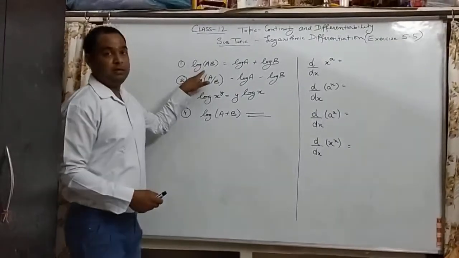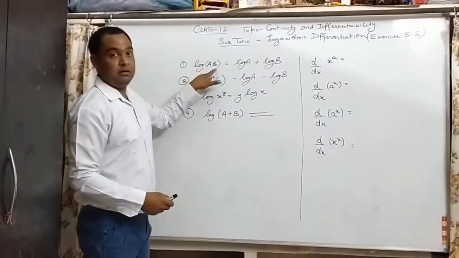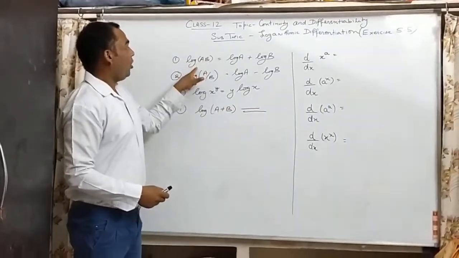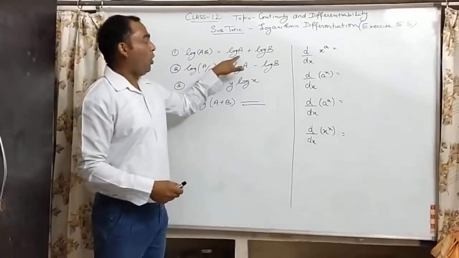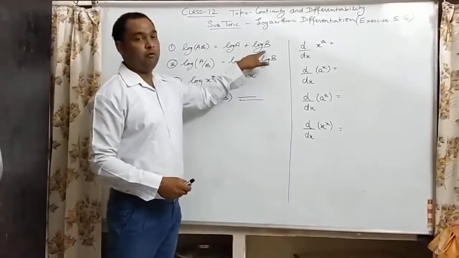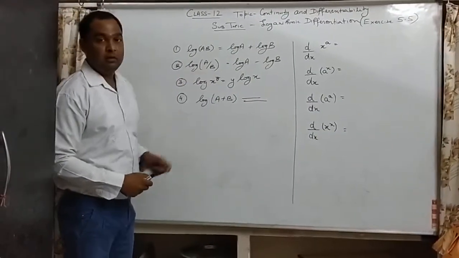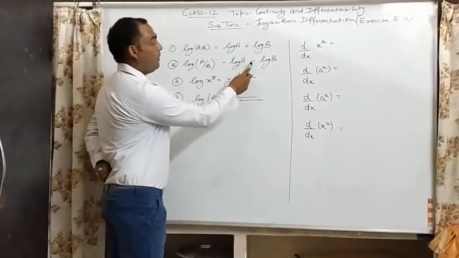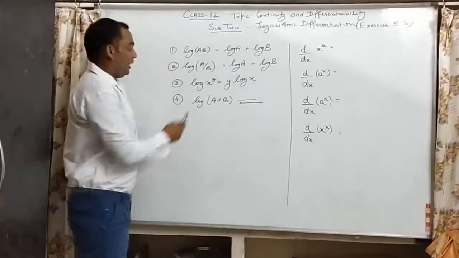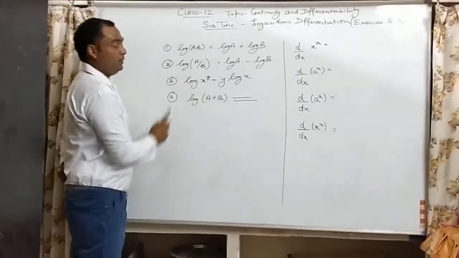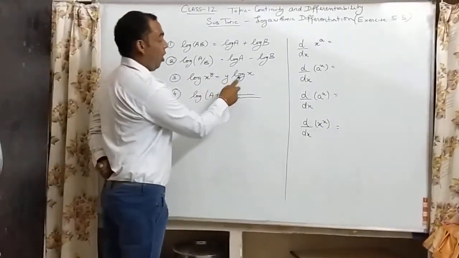First formula, log of A into B is equal to log of A plus log of B. Second formula, log of A upon B is equal to log A minus log B. Third, log x to the power y is equal to y log x.